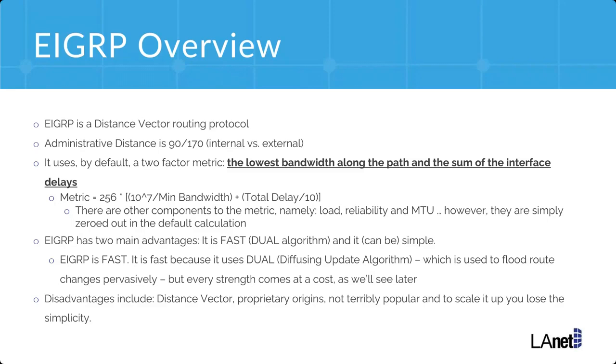And like I said, this isn't really the full formula because there are other components to the metric. Namely, that you could have load, reliability, and MTU. However, by default, those are just multiplied by 0, and so they're dropped out of that calculation. And that's why a lot of times you'll see that it just gets simplified to this: 256 times 10 to the 7th divided by the minimum bandwidth plus the total delay divided by 10.